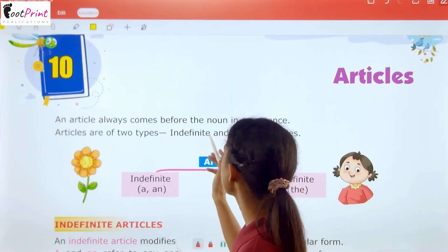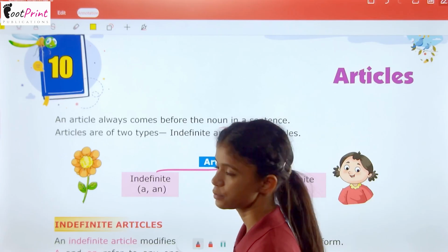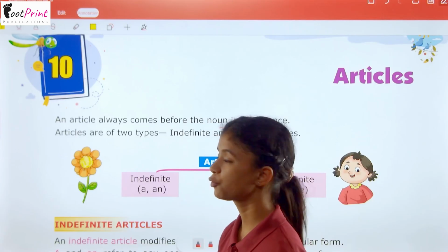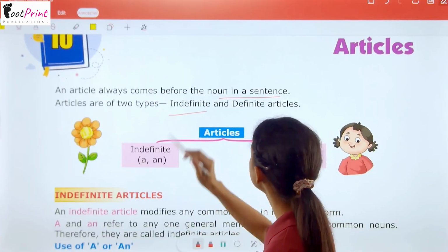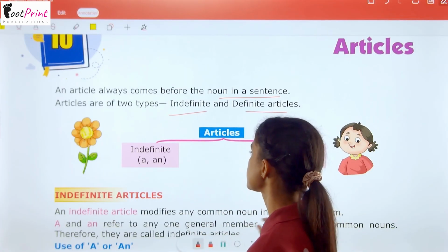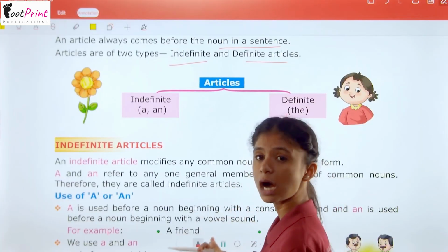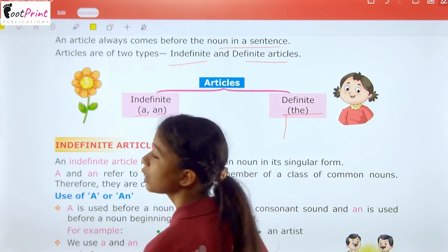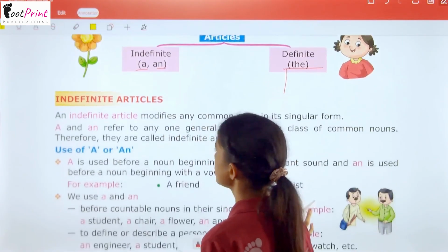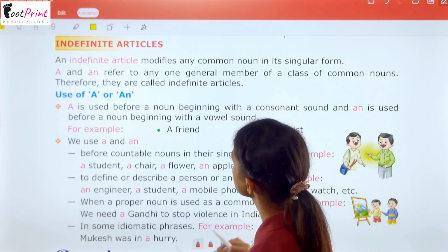An article always comes before the noun in a sentence. As we already know, an article comes before the noun in a sentence, and they are of two types, indefinite and definite articles. The indefinite articles are a and an, and the definite article is the. Okay, let's read about the indefinite articles first.